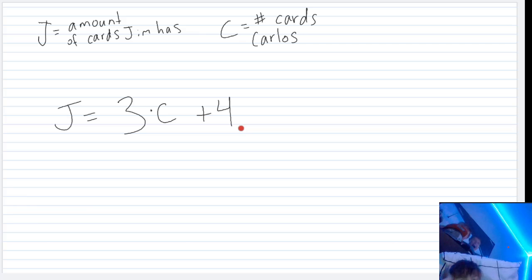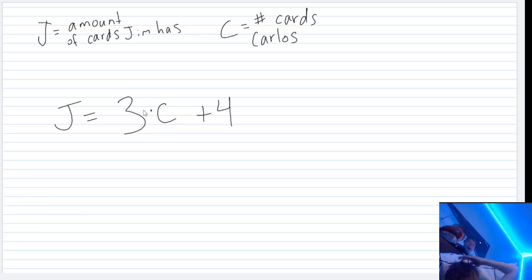This is the answer. So the question was, how many cards does Jim have? Jim has this many cards relative to Carlos. Because the statement was, if Carlos had so many cards, how many cards would Jim have? Well, we don't know how many cards exactly, so we're going to write a sentence that uses a variable for Carlos's cards. We don't know how many cards Carlos has, so we're going to use a variable. So we're going to write a sentence with a variable that lets us know how many cards Jim will have. So this is our answer.